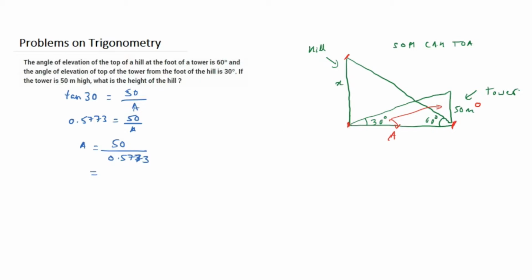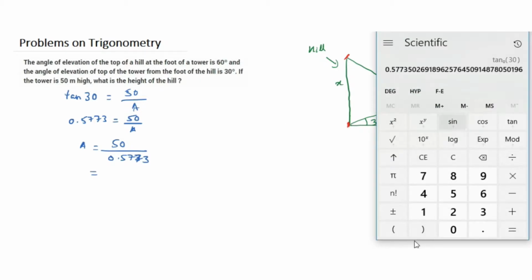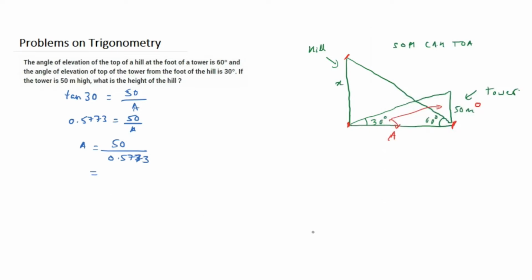So that means 50 divided by 0.5773, that should be equal to 86.61. So we know that the distance between the hill and the tower is 86.61. So we can write that here, 86.61.